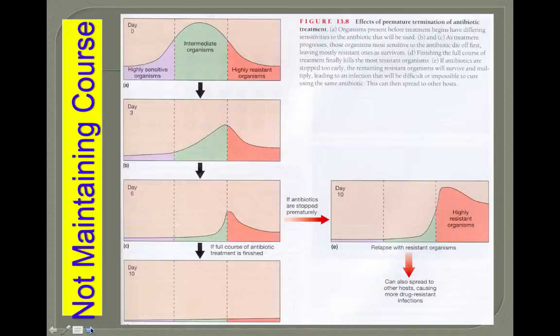By day 6, we see a major decrease again in the intermediate organisms. Not a whole lot of impact on the resistant strains, but even fewer of the sensitive.